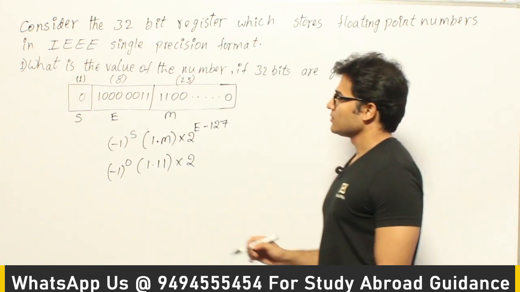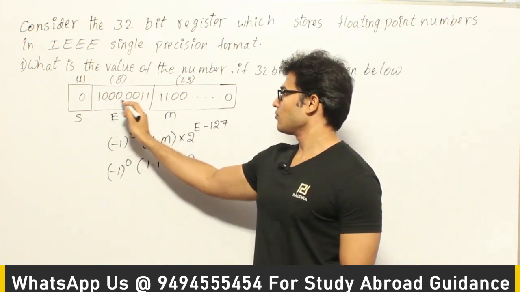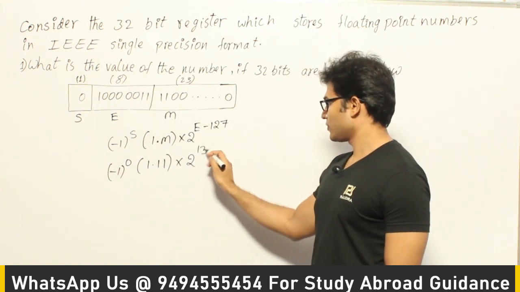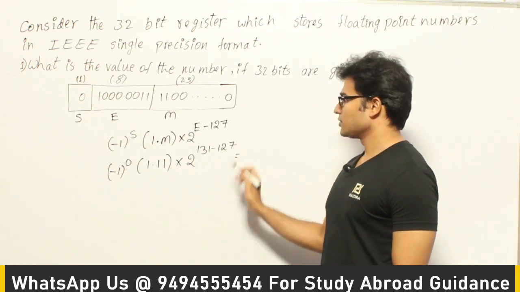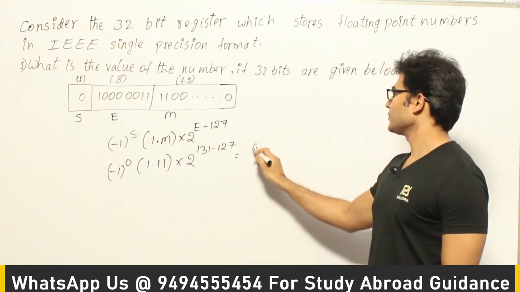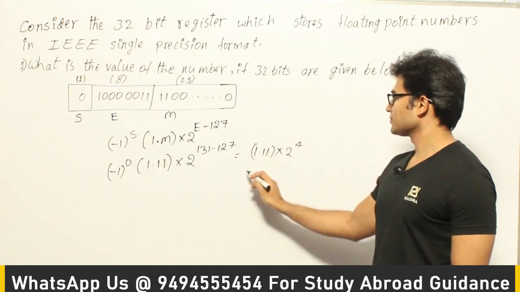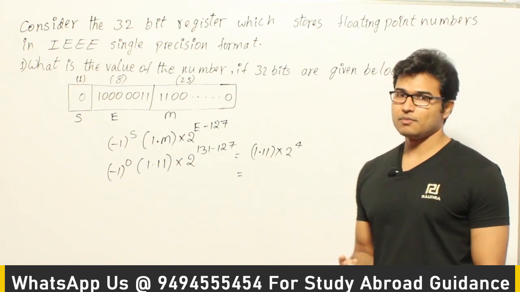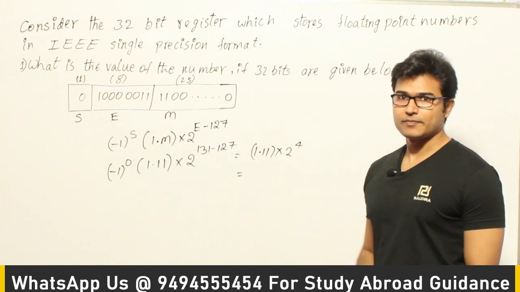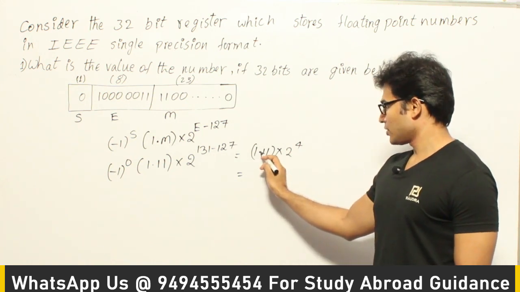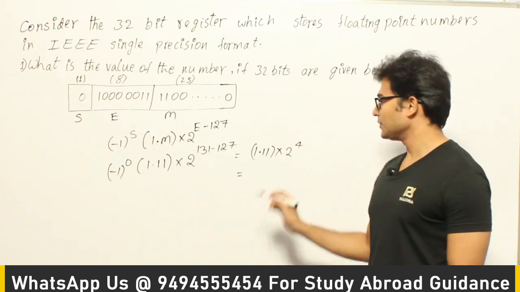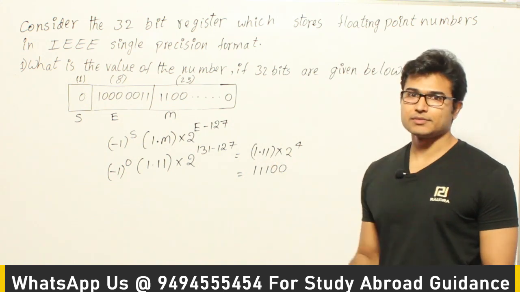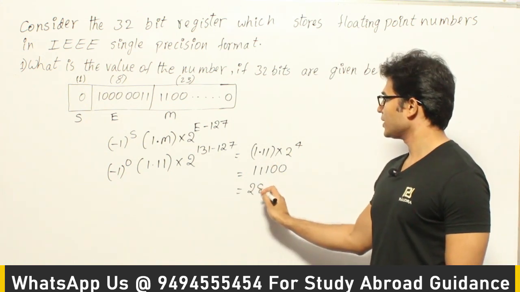So what is e here? If you look at e, it is 1 followed by 5 zeros followed by 1 1. So if you convert it into decimal, it is going to be 131. So 131 minus 127. So it is going to be 1.11 into 2 power 4. Either you can find the fractional part and the integer part and add them up, or you can directly move the radix point 4 places to the right, isn't it? So I am going to get 11100, the same number. Now if you convert it into decimal, it is going to be 28.